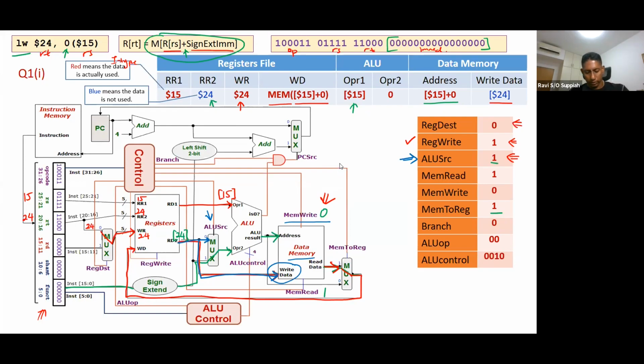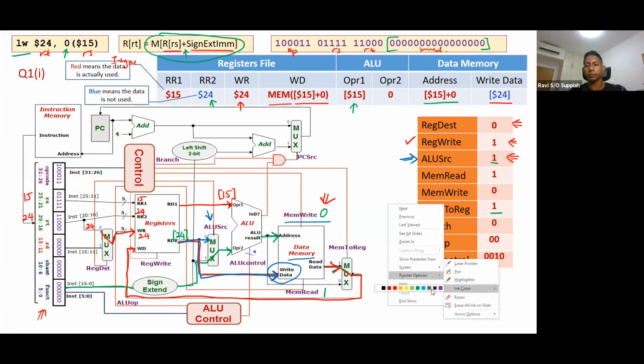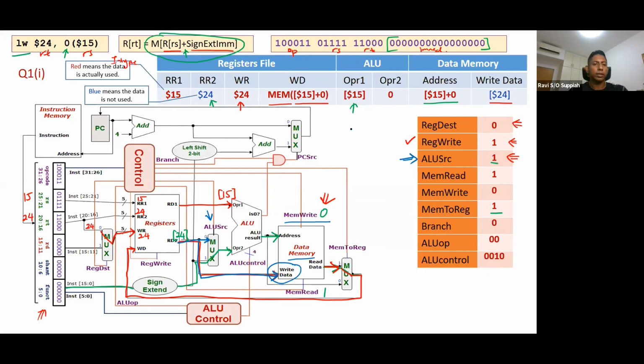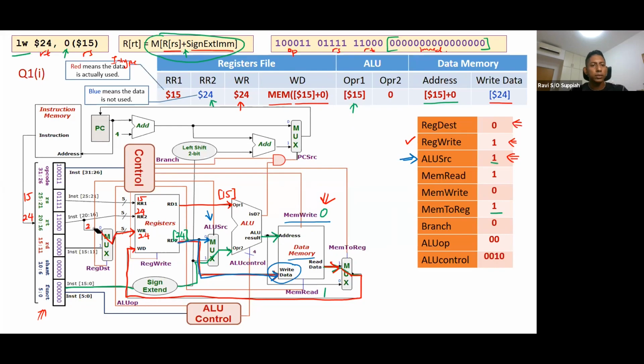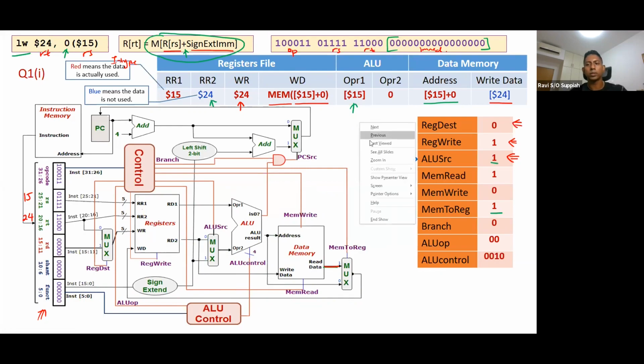Okay, so let me just recap the control signals again, so that everybody is clear what is happening. Maybe I should erase, so there are not too many arrows everywhere. Okay, so let's look at the first control signal again, which is the register destination.